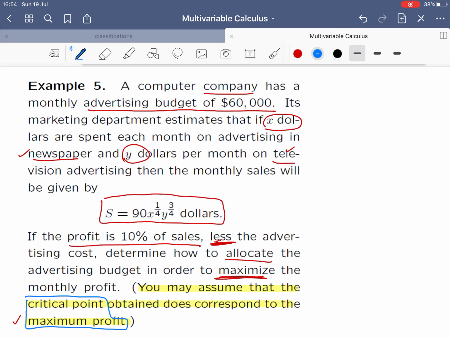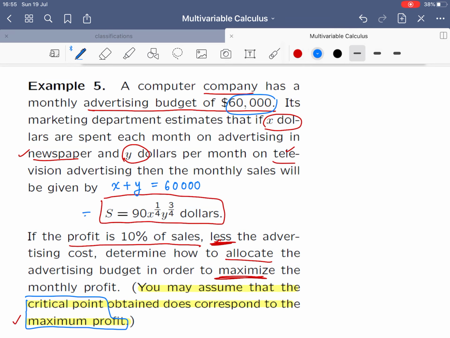So what is your constraint? Of course the constraint will be on your budget. You spend x dollars for newspaper and y dollars for television, and it cannot go beyond 60,000. However, we are not going to use the inequality because we need to maximize everything, so we need to exhaust all the budget that we have. So we will spend it all, and then let's see how we can maximize. So we are going to use the equal sign.